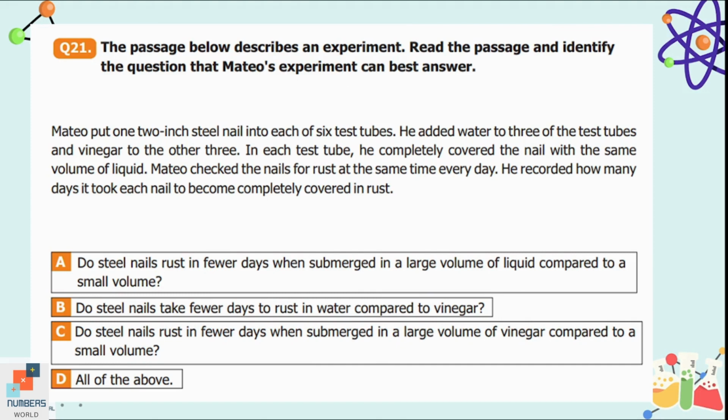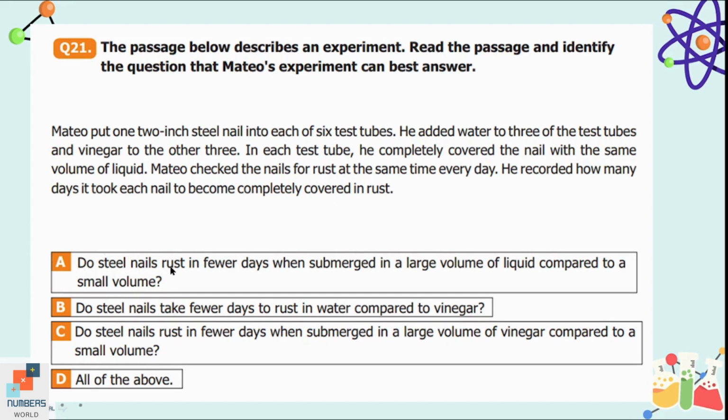Question number 21. The passage below describes an experiment. Read the passage and identify the question that Matthew's experiment can best answer. Matthew put one 2-inch steel nail into each of 6 test tubes. He added water to 3 of the test tubes and vinegar to the other 3. In each test tube, he completely covered the nail with the same volume of liquid. Matthew checked the nails for rust at the same time every day. He recorded how many days it took each nail to become completely covered in rust.